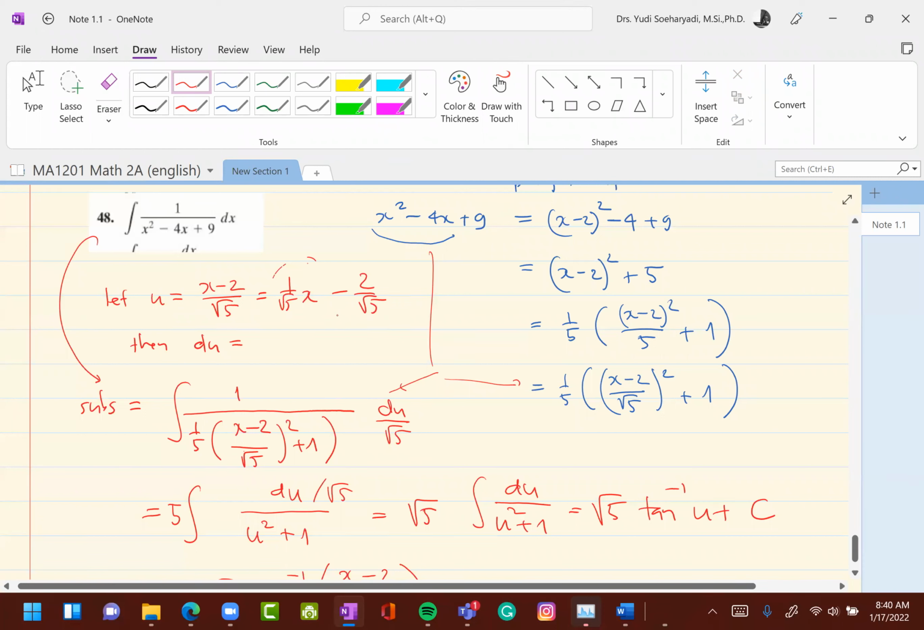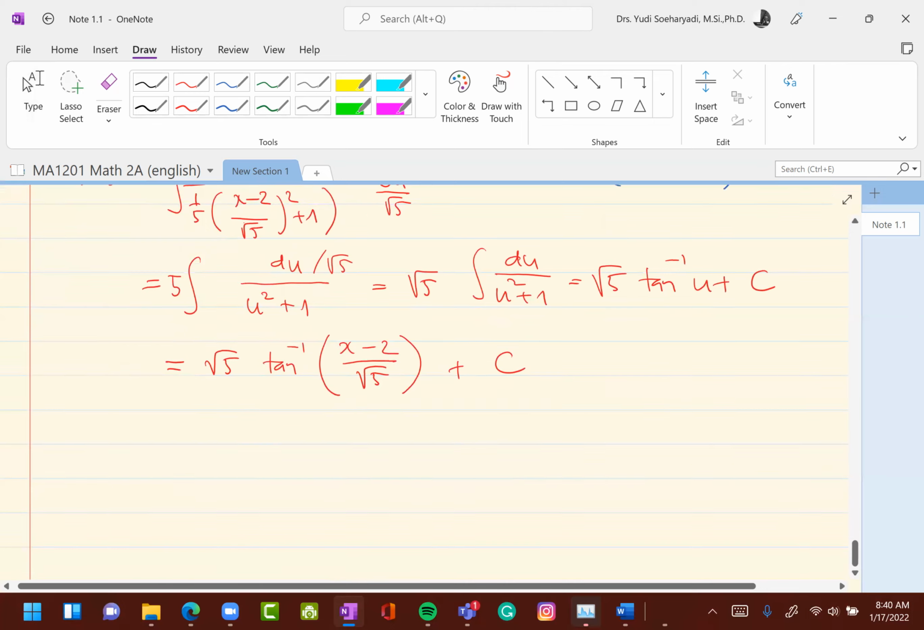Take the derivative of each one. This is just 0.